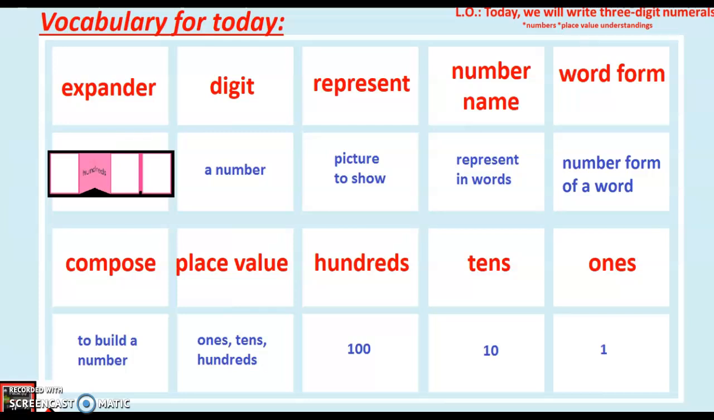The word hundreds, we can show that by the number 100 or the numeral 100. Tens, the numeral 10. Ones, the numeral 1. Did you get them all correct? If not, pause this video, make some changes, and then unpause. Let's keep on going.